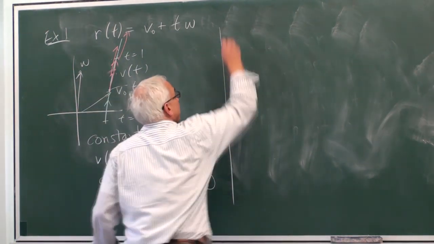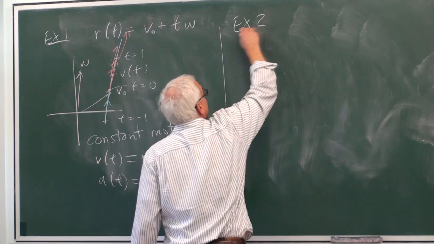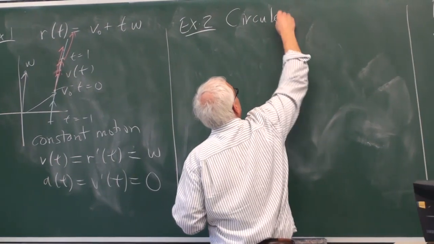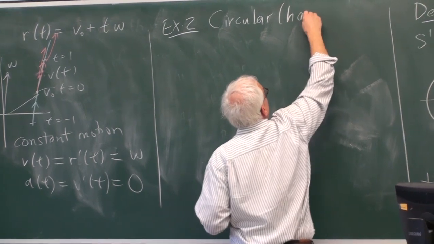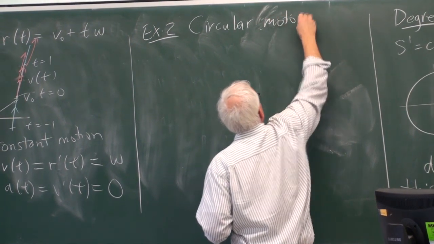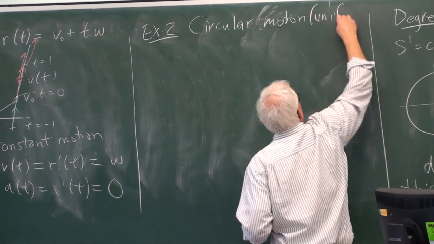All right, so another simple but important example is a circular, or maybe harmonic, well, we'll just write, it's a circular motion, but of a uniform kind.